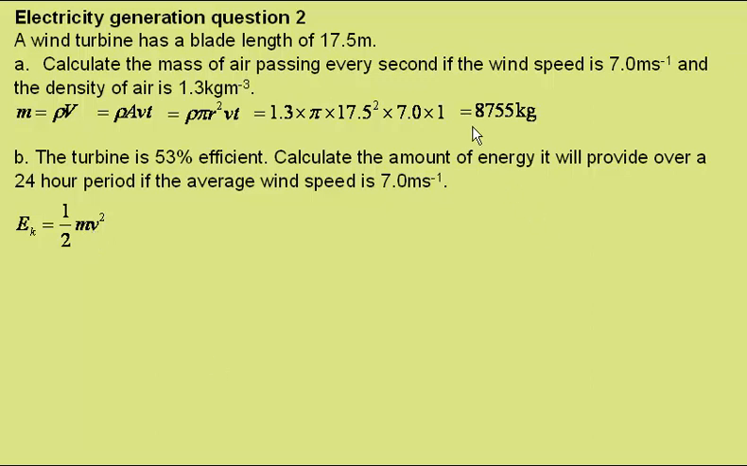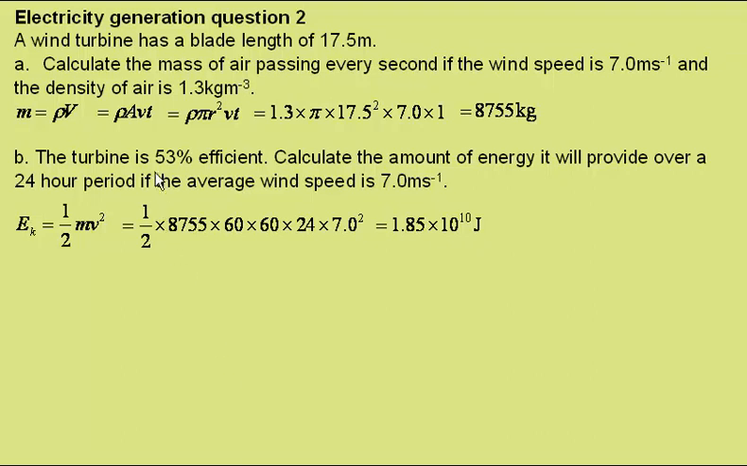In part A here we found the mass passing through in 1 second, and so putting that into the equation here we get half multiplied by the 8,755 kilograms per second multiplied by 60 to get the mass per minute, multiplied by 60 again to get the mass per hour. We have 24 hours and the speed of 7 meters per second squared, giving the kinetic energy of the air as 1.85 times 10 to the 10 joules.